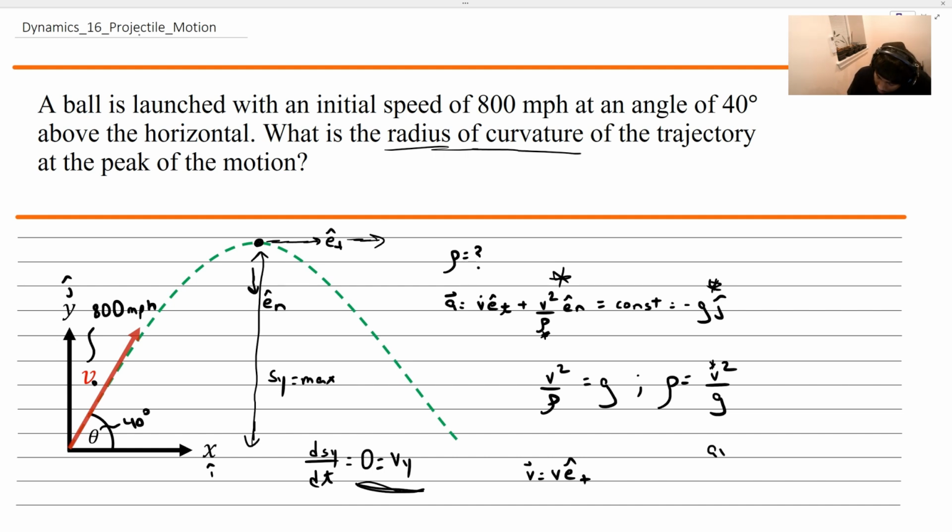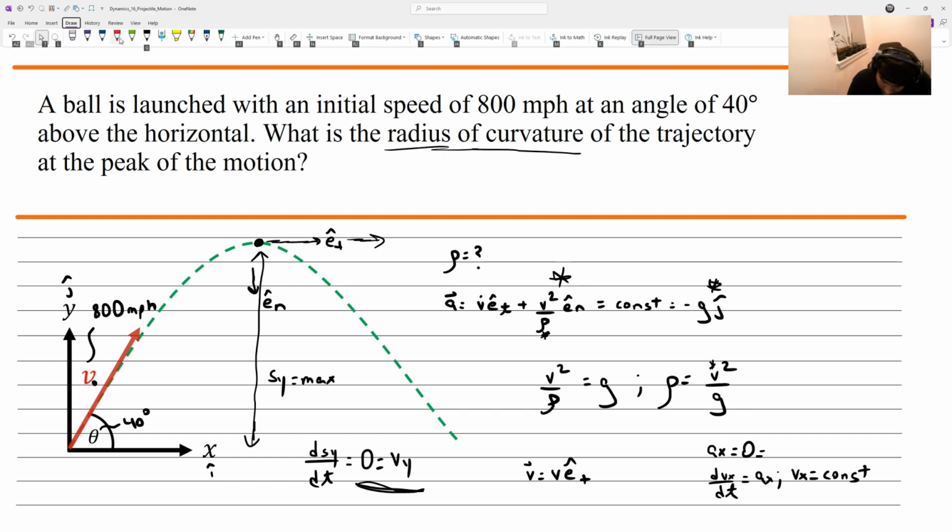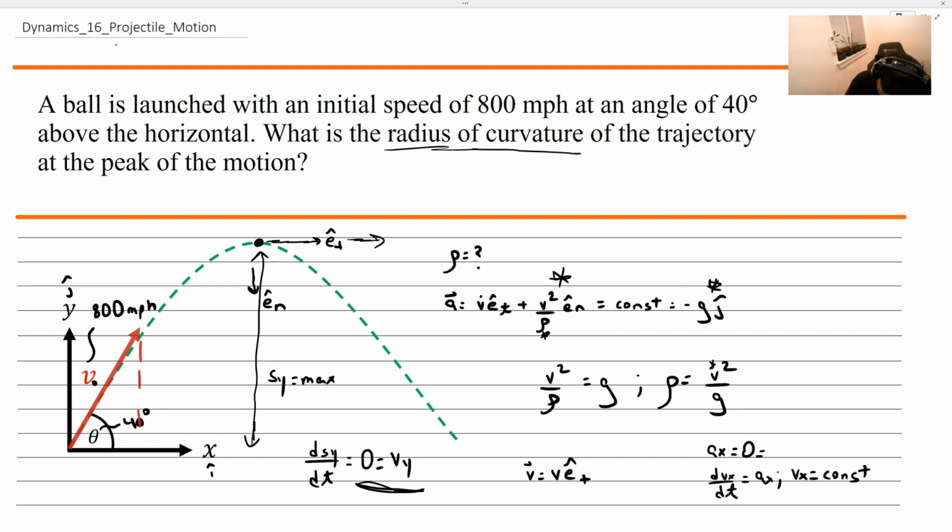So if the acceleration in the x direction is 0, that means that the speed, or the time rate of change, the acceleration is just the time rate of change of speed. So that must mean that the x component of the speed is equal to a constant value. And if it's constant, it has the same value that it had initially. We can sketch out that initial value here, which is this. This is our Vx, which is just equal to V naught cosine of theta.